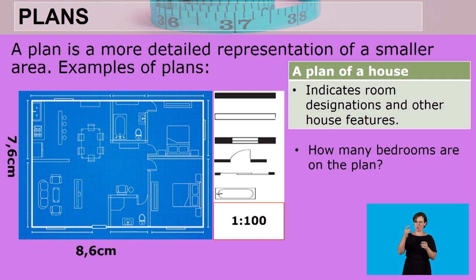So now the question that we're going to look at says, how many bedrooms are on the plan? Now we are not given the room designation, because the room designation tells you that this is a bedroom, this is a kitchen, this is a lounge or so on. So now what do we do? We have to indicate how many bedrooms are given there. How do we see a bedroom?